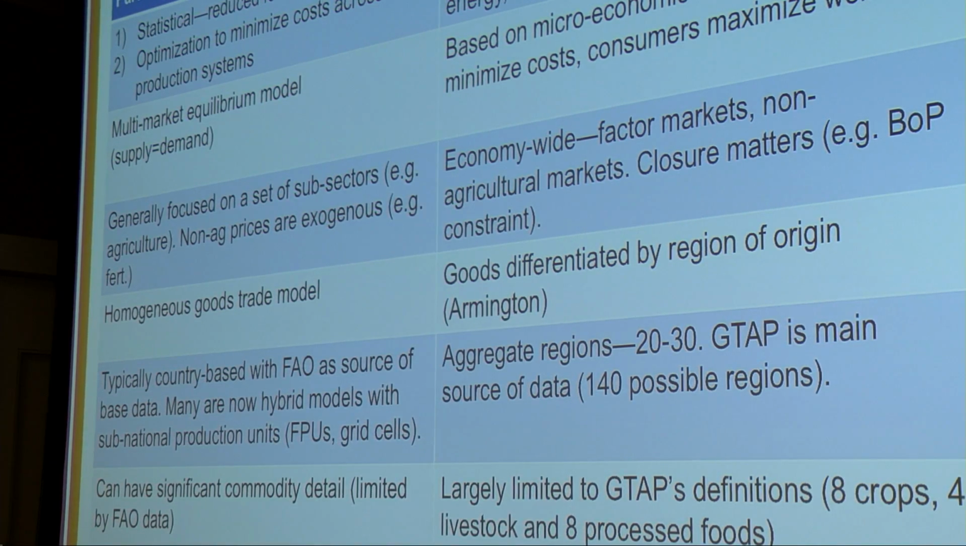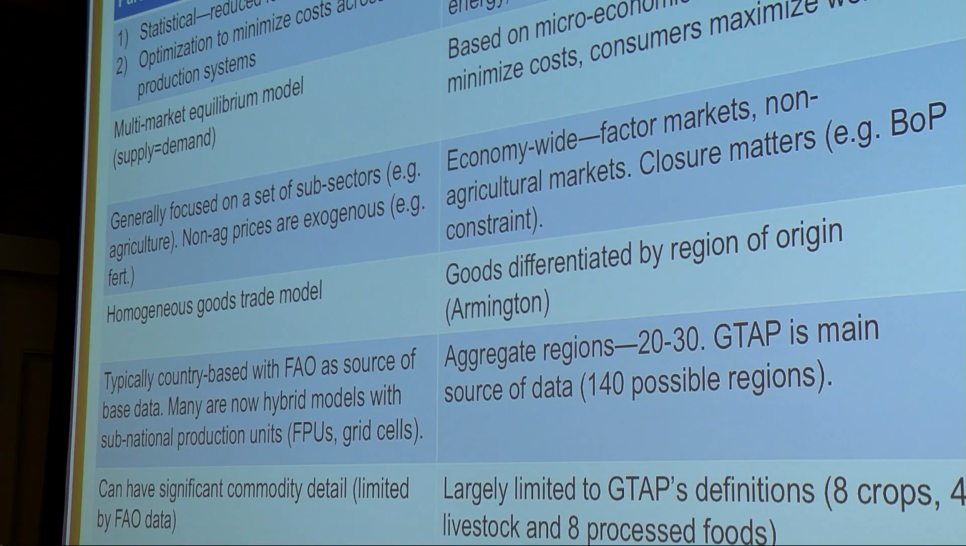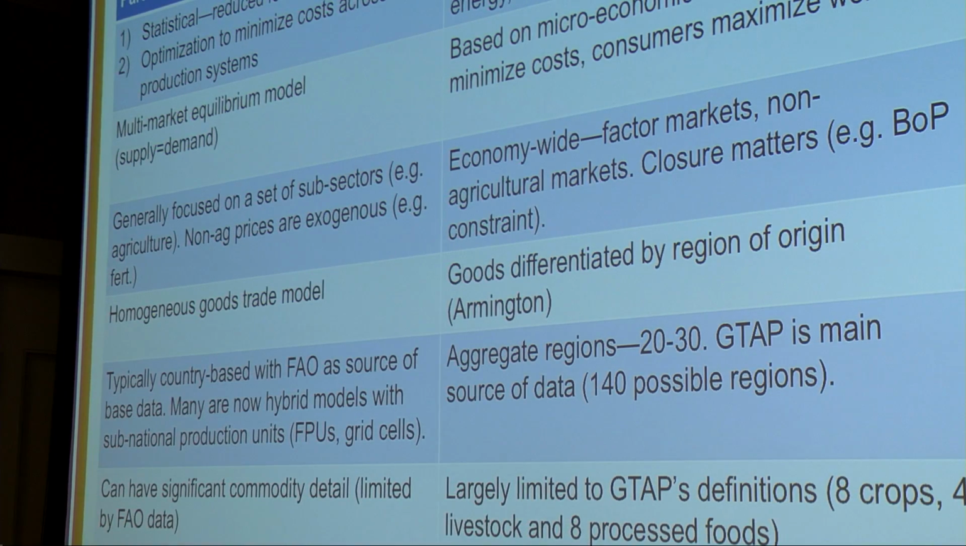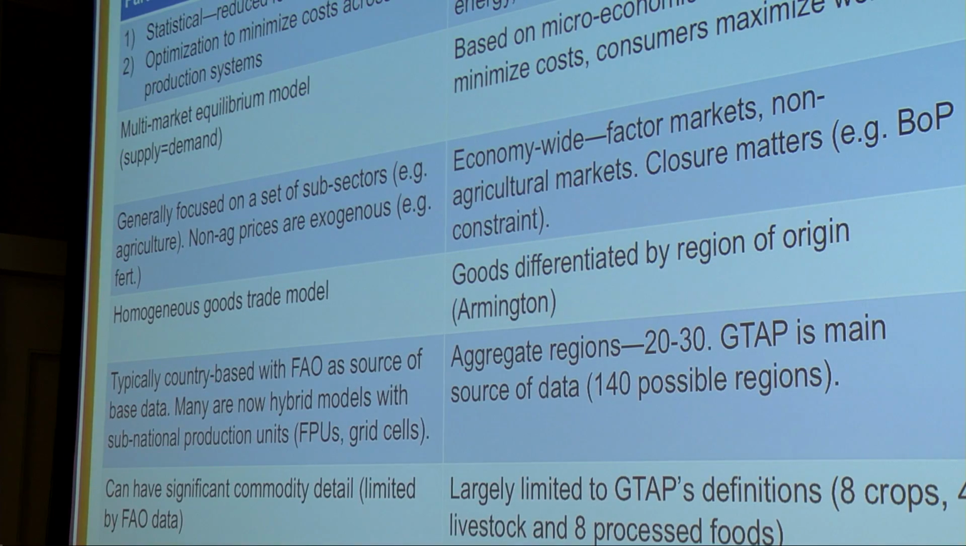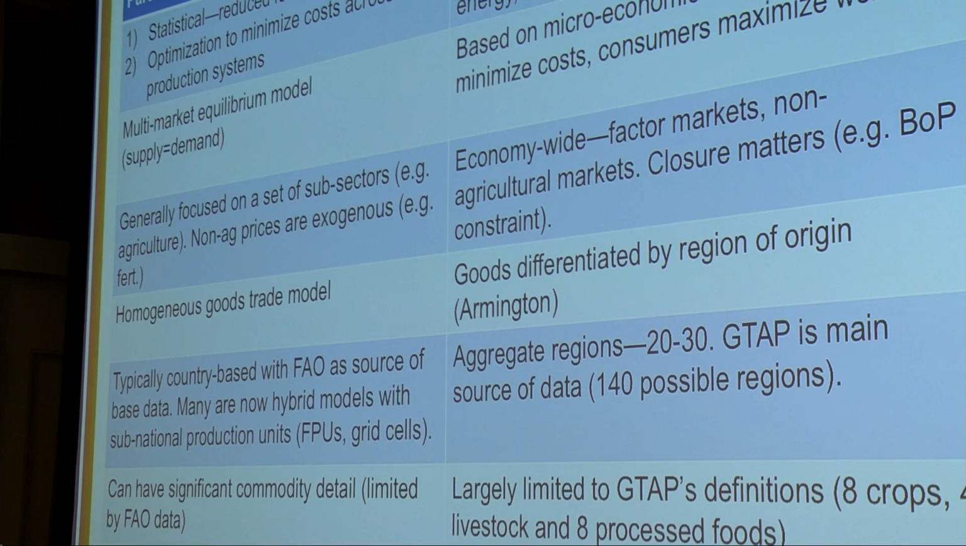The dimensionality is quite different. The PE models typically have many more countries. IMPACT has how many now? 130 or something? 140? Whereas the GE models typically are quite aggregate, all right? And at the end I'll say what kind of complications they have.